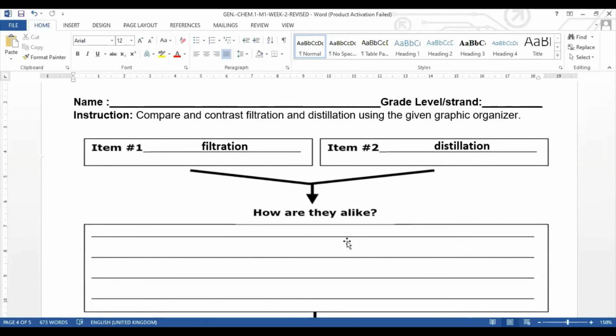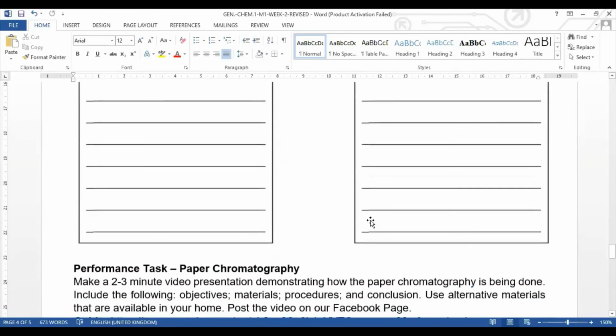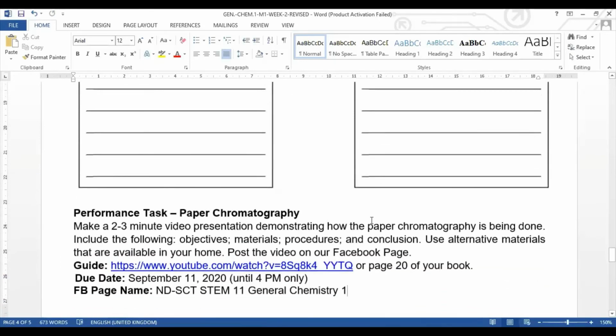So it's just the same with different organizers. So answer: filtration and distillation, what are they alike? It's all about the process and stuff like that. And then how are they different? So you knew already about that. And then we're done with the activity.